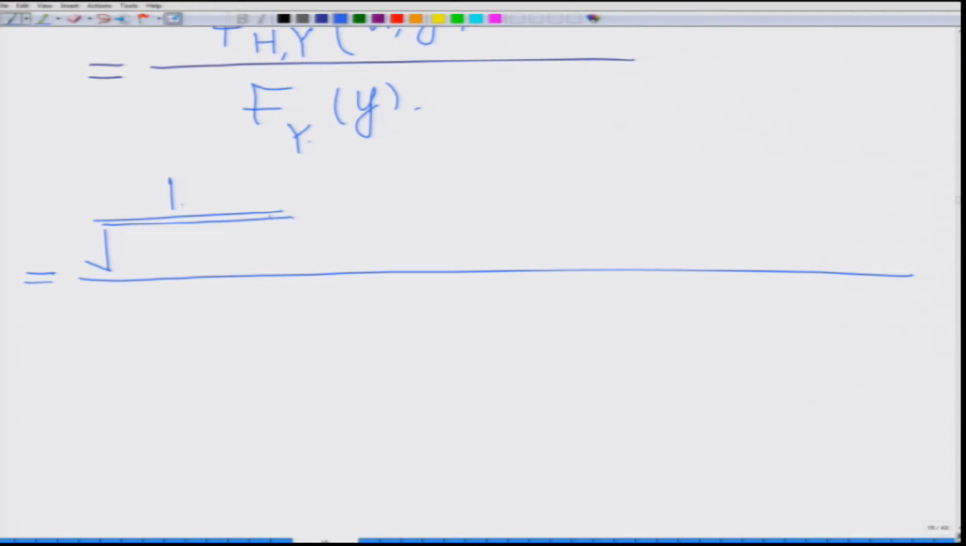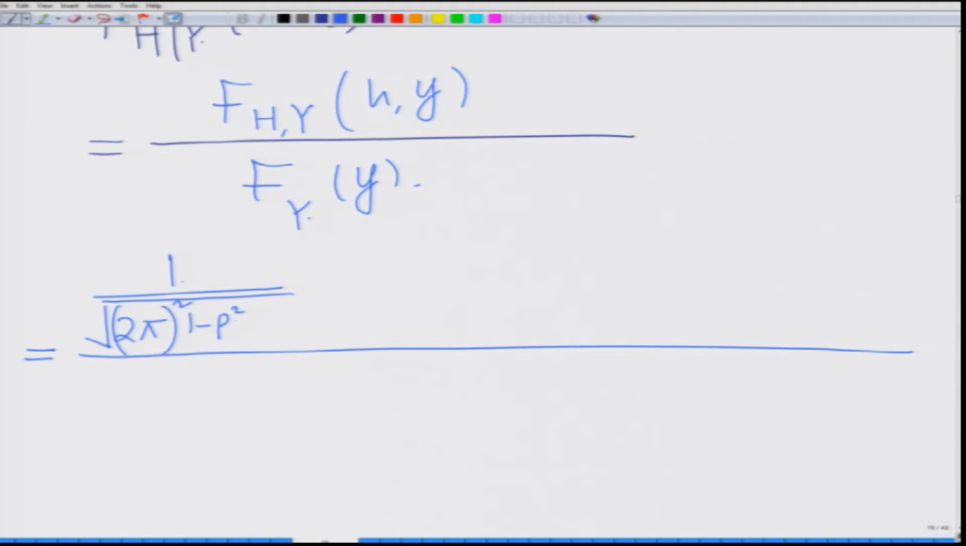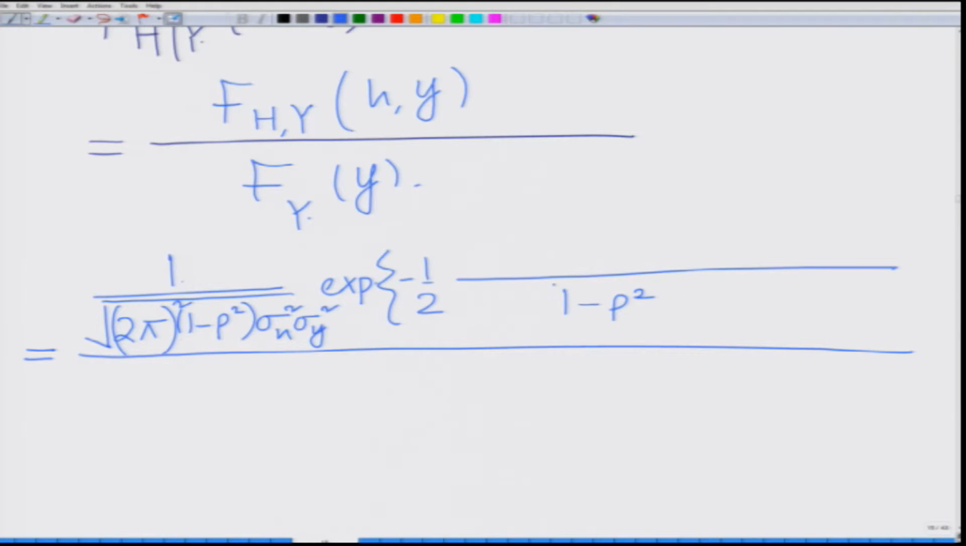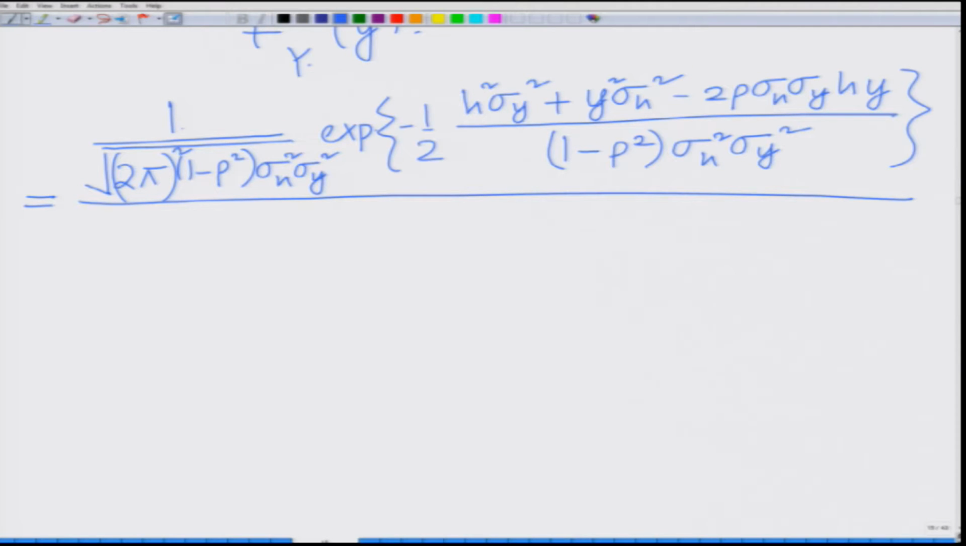Okay. So, the first is the joint probability density function, for which we have already derived the expression. That is 1 over the square root of (2 pi) whole square, times determinant R, which is (1 minus rho square) sigma h square sigma y square, e to the power of minus half times 1 over (1 minus rho square), times (h square sigma y square plus y square sigma h square minus 2 rho sigma h sigma y h y) divided by sigma h square sigma y square, divided by the marginal probability density function of y, the observation y.